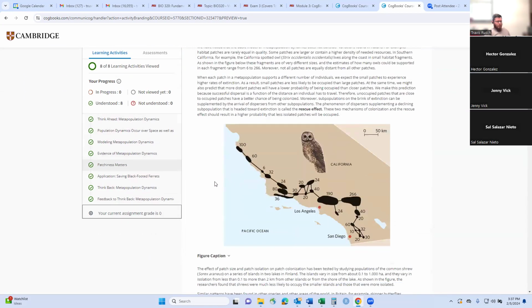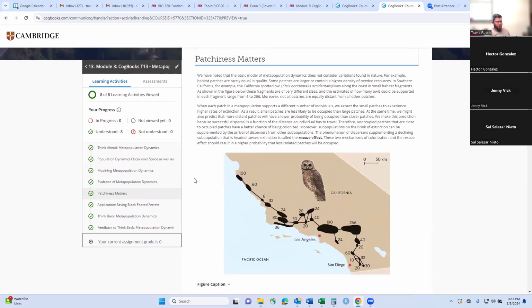Okay, and then this is another example, pretty straightforward. What we have here is this owl out in California. It has all these different habitat patches that they find it in, and they find different numbers of individuals in those patches. And there tends to be a really strong correlation of the size of the patch with the number of individuals. We can see that pretty visually. These are medium-sized patches, so you get 100 individuals up here, 60 here. Here's a really small patch, we only have 6 individuals. The bigger patches down here have 190 and 266.